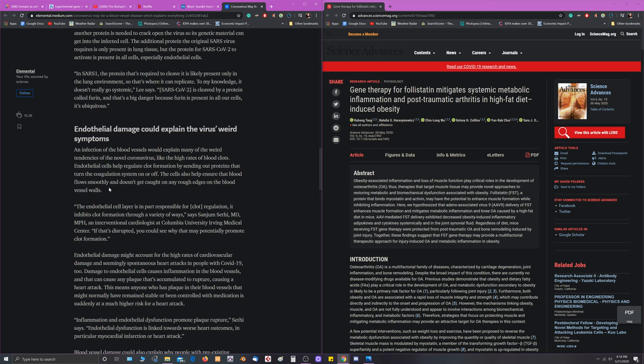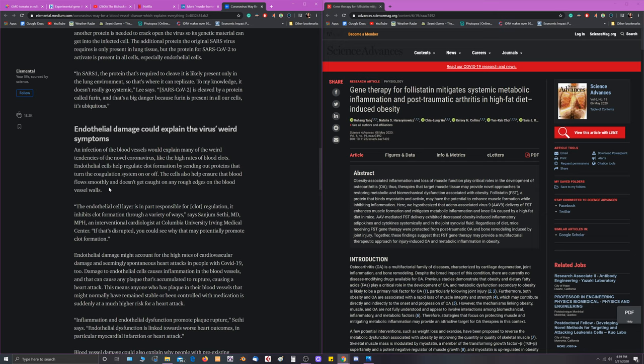Okay, endothelial damage could explain the virus's weird symptoms. An infection of the blood vessels would explain many of the weird tendencies of the novel coronavirus, like the high rates of blood clots. Endothelial cells help regulate clot formation by sending out proteins that turn the coagulation system on or off. The cells also help ensure that blood flows smoothly and doesn't get caught on any rough edges on the blood vessel walls. The endothelial cell layer is in part responsible for clot regulation.